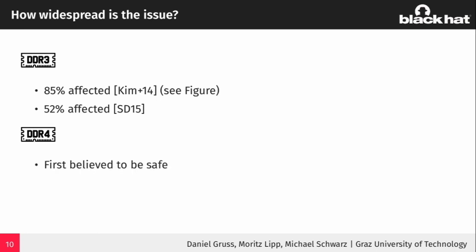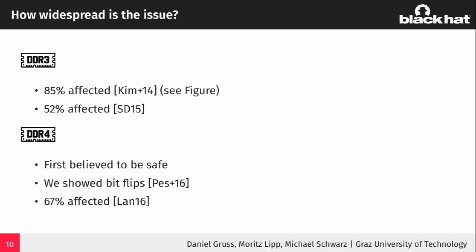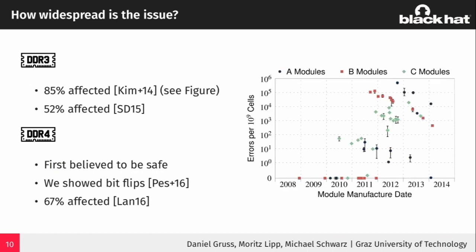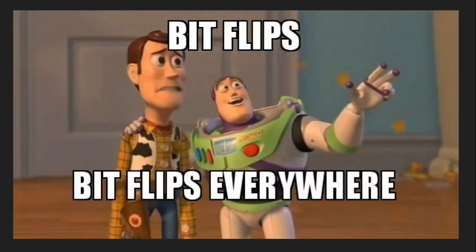For DDR4, people first believed, yeah, this is safe. You can't flip bits there, because that's also what the vendors claimed. But we tried it and it works. We showed bit flips on DDR4 in 2016. Also, there was a paper that had a small prevalence study with 12 modules, and there 8 modules were affected. Kim et al. in their original paper also showed a correlation to the manufacturing date of the module. So yeah, bit flips everywhere.